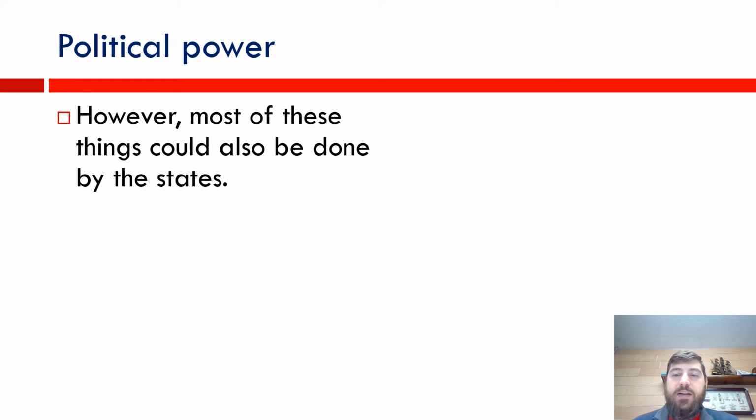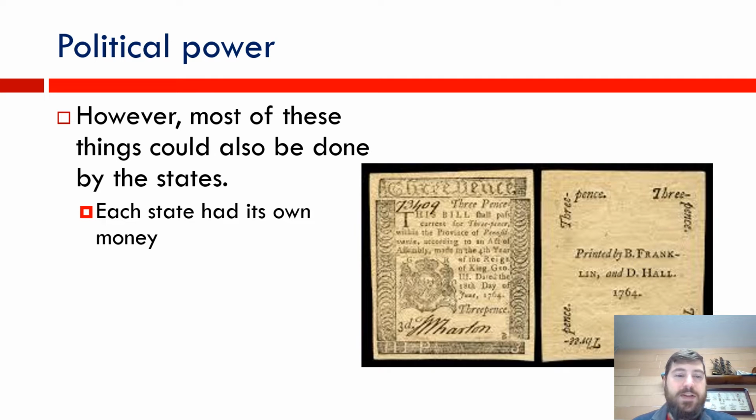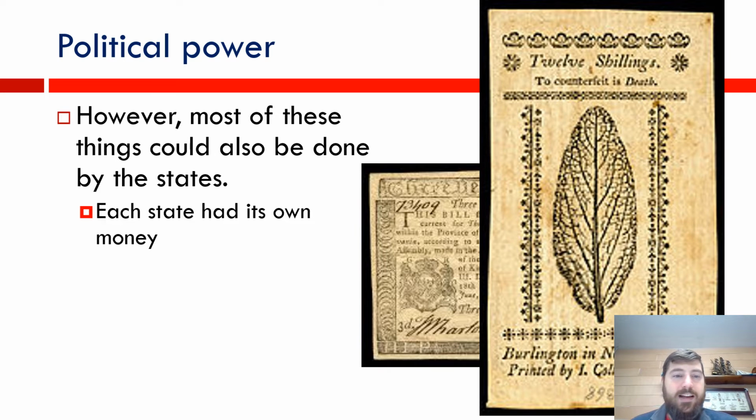A lot of the things Congress could do could also be done by states. Every state could print its own money. Here's some money printed before the American Revolution, in 1764, by Benjamin Franklin. Very interesting. He was printing money before the American Revolution. Notice they were very interested in counterfeiting. Counterfeiting is making your own money and printing off your own money. It says "to counterfeit is death," a 12-shilling note.